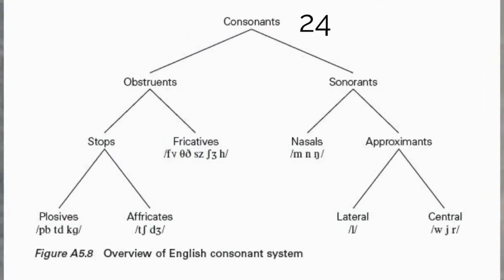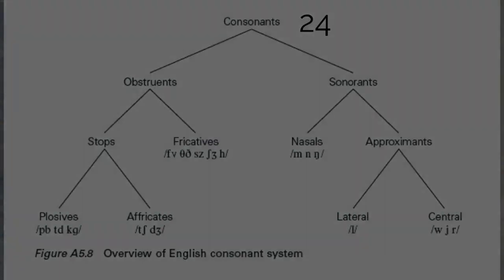Here is the overview of the English consonant system. So there are 24 consonants in all, and they can be divided into obstruents and sonorants. Obstruents can be divided into stops and fricatives, noisy consonants. And stops can be divided into plosives and affricates. Sonorants are voiced sounds. They can be divided into nasals and approximants. And finally, approximants can be divided into the lateral sound l and into central approximants w, y, and r.